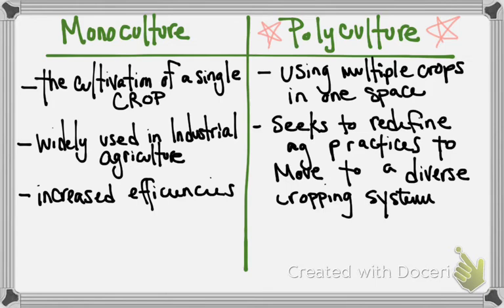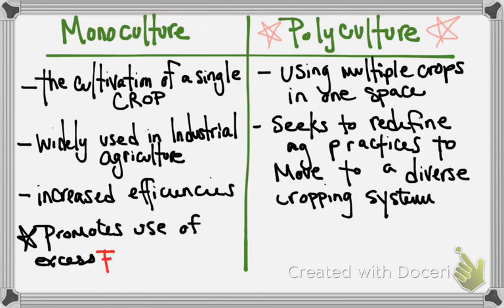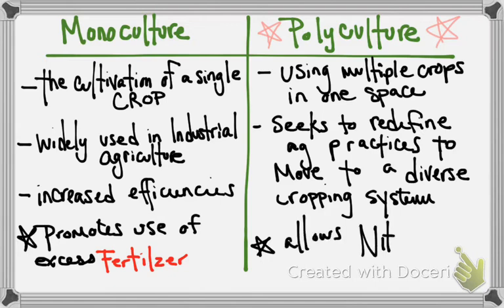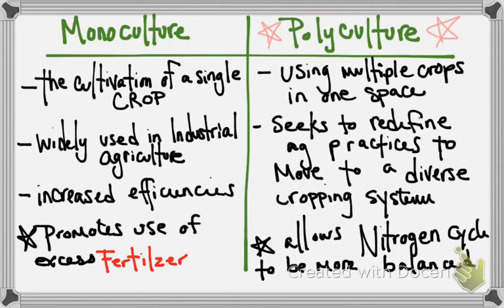But polyculture reduces susceptibility to disease, it increases crop yields, it increases local biodiversity, and of course it keeps the nitrogen balance in sync. Monoculture, on the flip side of that, promotes the use of excess fertilizer because the crops completely destroy the soil. It is very important to return nitrogen to the soil, and farmers need to do that through the use of widespread fertilizer use. Whereas in polyculture, this really allows for the nitrogen cycle to be very balanced.